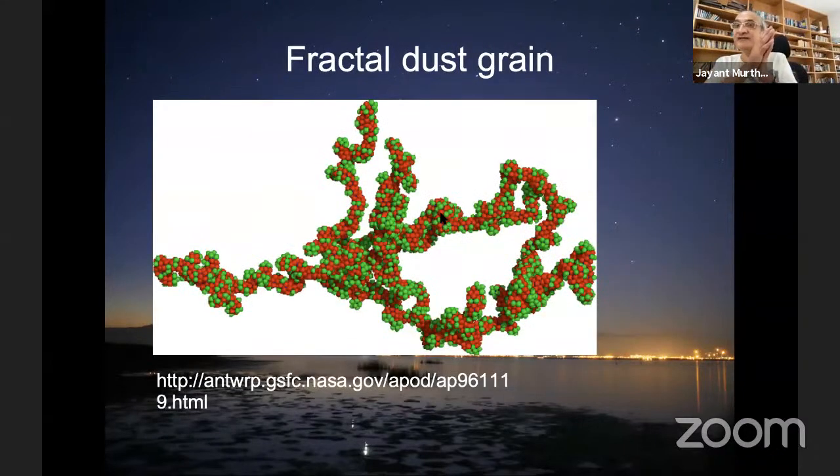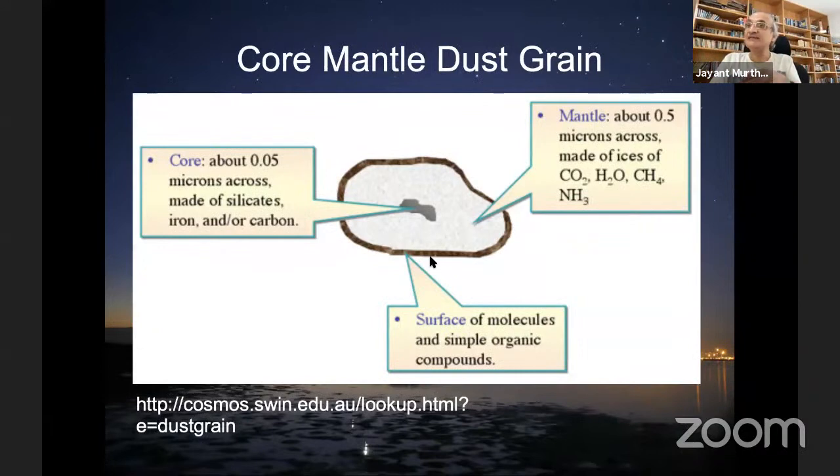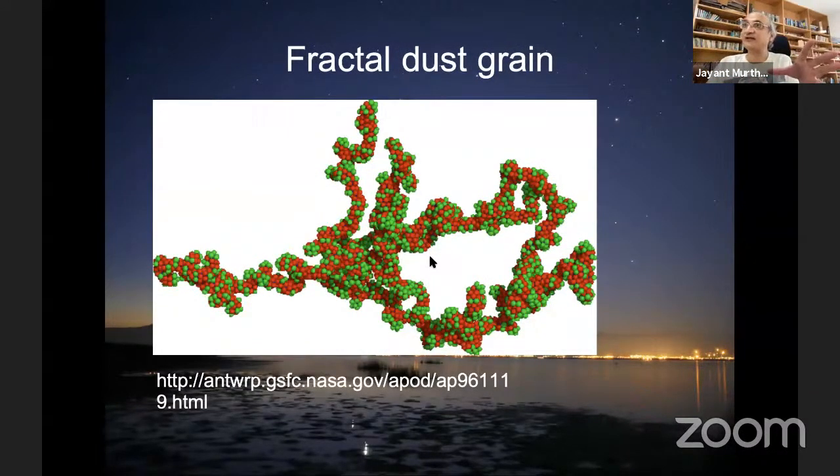Another model might be a fractal dust grain, where you might think of atoms coming in and hitting the dust grain here, and then another atom comes in from another direction, another atom comes in from yet another direction. So you'll get a very fractal dust grain. And the difference between this and this is that this is a very open dust grain. You get a lot of empty space, a fluffy dust grain. Which is which? Well, who knows what it's like in the interstellar medium.